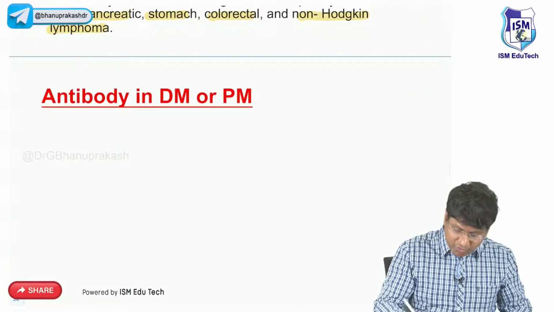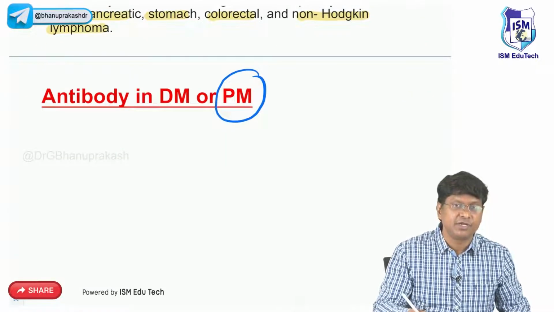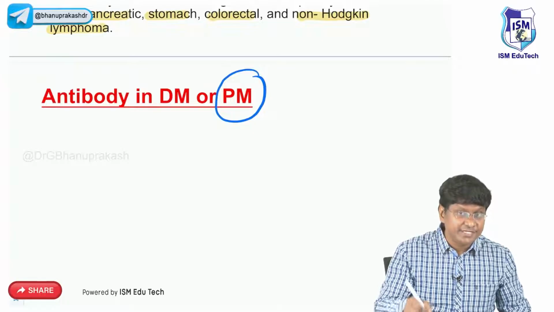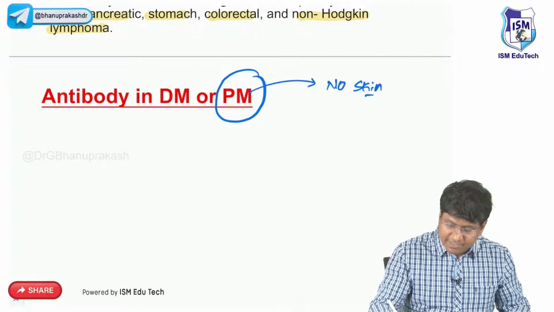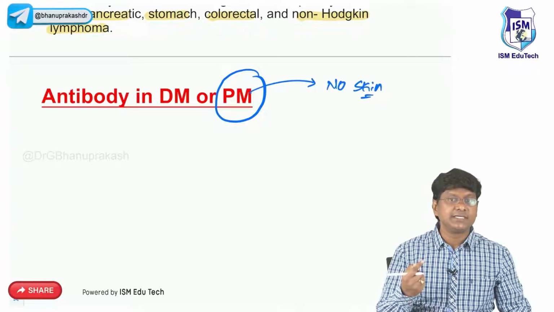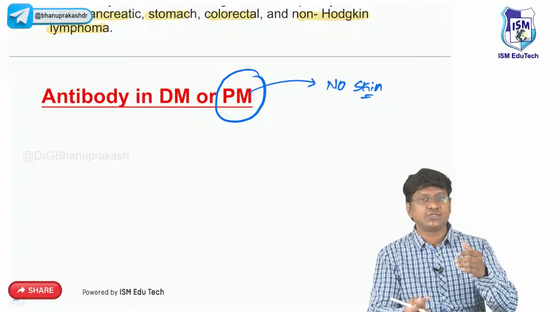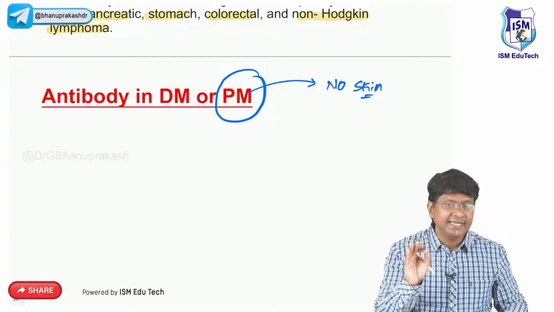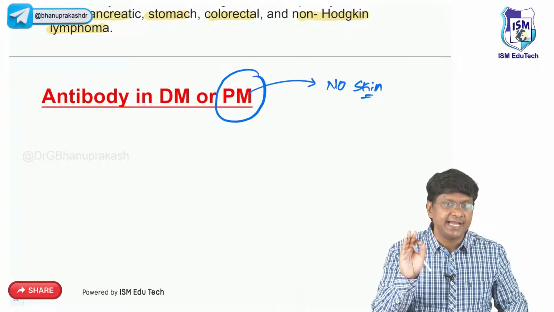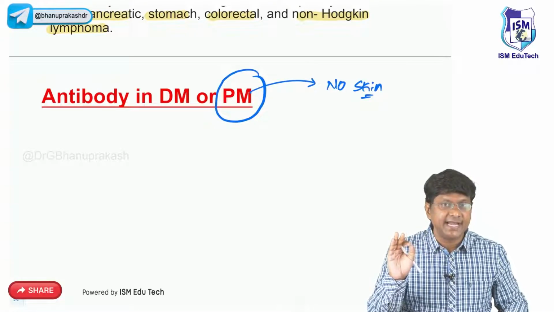Now what is the difference between dermatomyositis and polymyositis? In dermatomyositis you have skin involvement, whereas in polymyositis there is no skin involvement. It is only the proximal muscle weakness that you will have. Now, what are the antibodies? In the case of polymyositis and dermatomyositis, the antibodies present are anti-Jo1 as well as anti-Mi2.